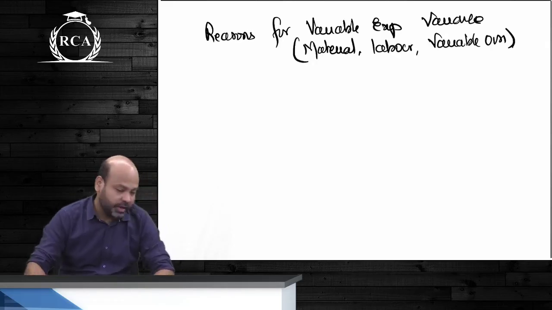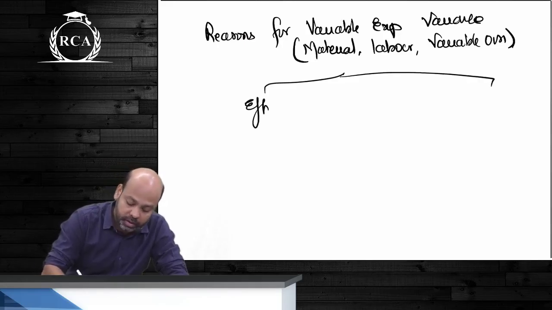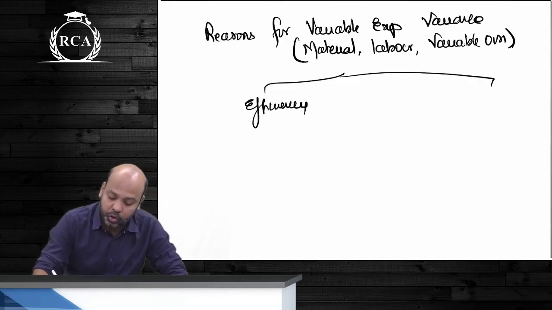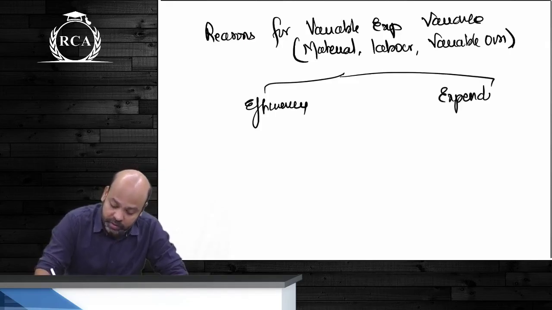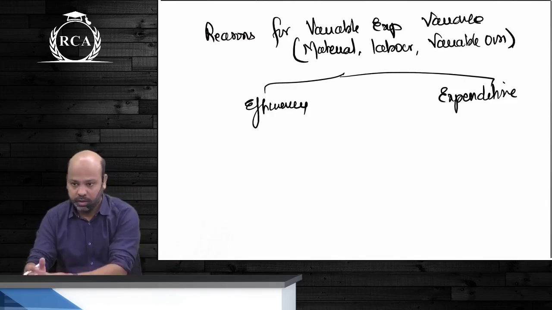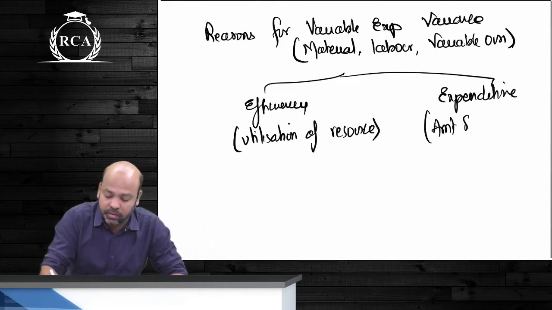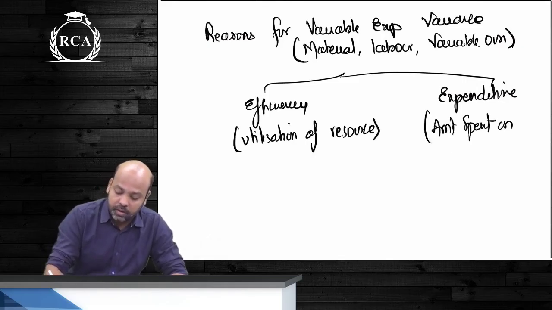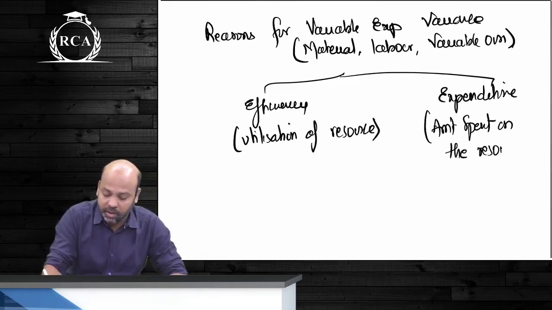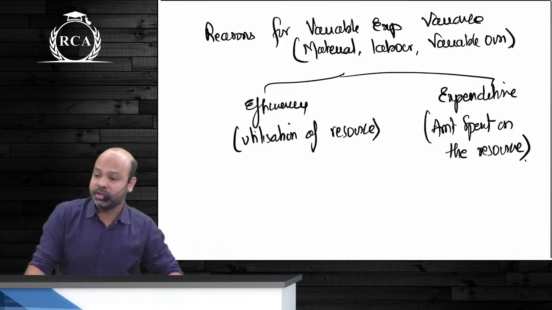The reasons for any variable expenditure variance will always and always be only two things. One is how well are you utilizing the resource and how much is the amount of money that you're spending on that resource. Efficiency, that is utilization of resource, and expenditure, the amount spent on the resource. This will be the two, ये समझ में आ गया तो आधा चैप्टर खत्म हो गया. This will be the two reasons as such, guys, for your variable expenditure variance.